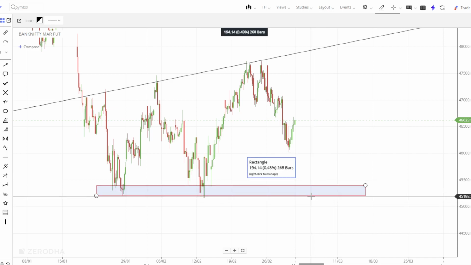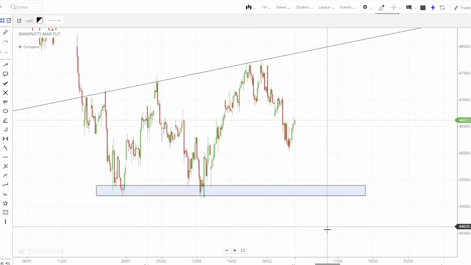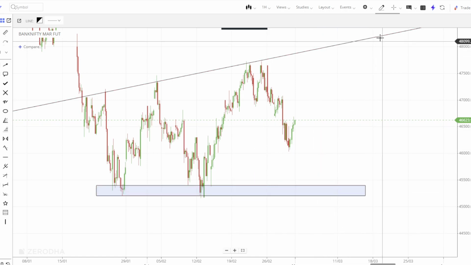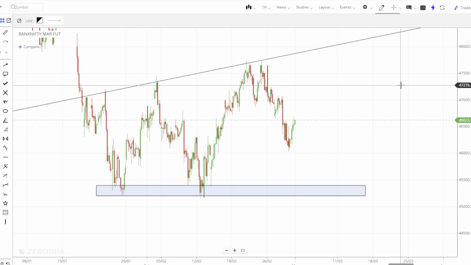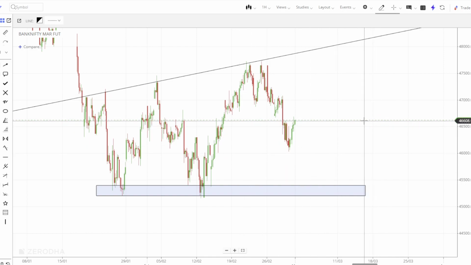They will make us think like it is going to break this level and go down, but actually it will move up to this trend line. So this might happen. This is not a trading advice. So get advice from your trading experts. This is not an advice, but this is the pattern. This is how it works.